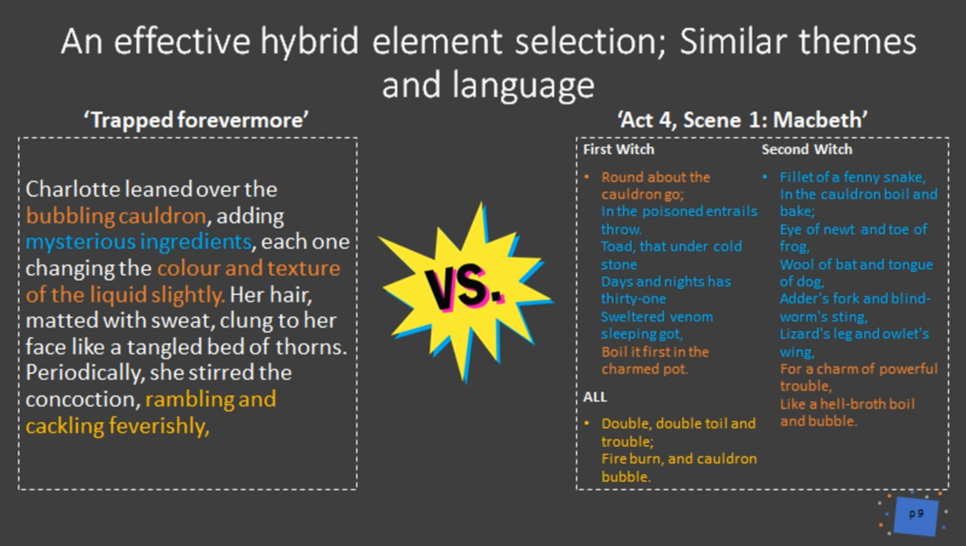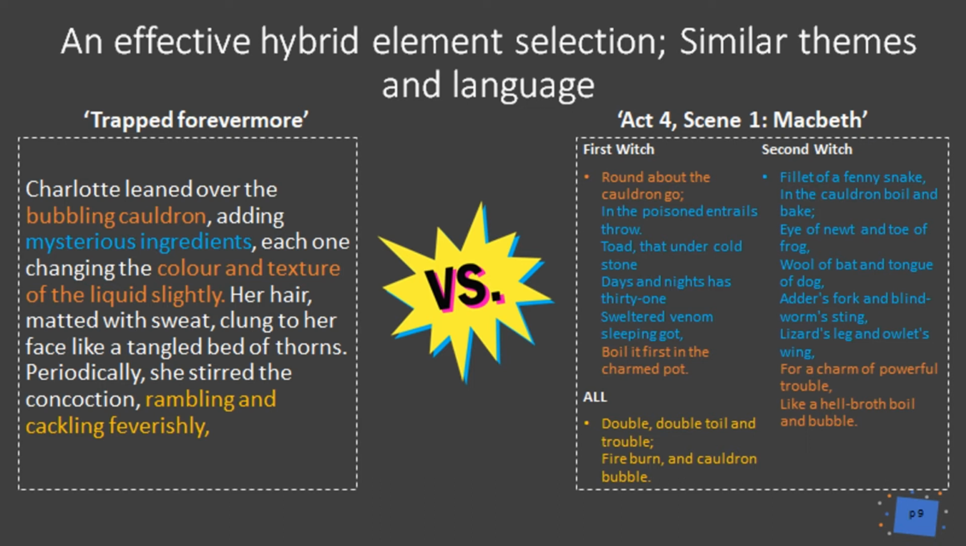With that in mind, let us now look to the example literary work on the right, Act 4, Scene 1 in Shakespeare's Macbeth. You will notice right away that the reason Macbeth was selected is because both Trapped Forevermore and Macbeth share similar themes and language. Yellow being a link to how the characters speak, orange being the references to making a potion in a cauldron, and blue being the mysterious ingredients.